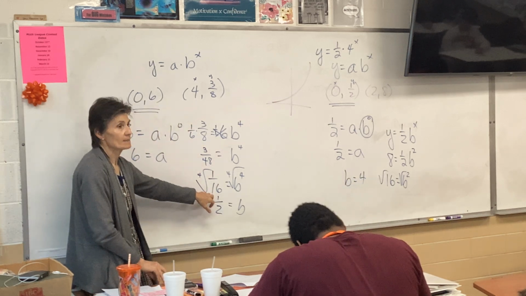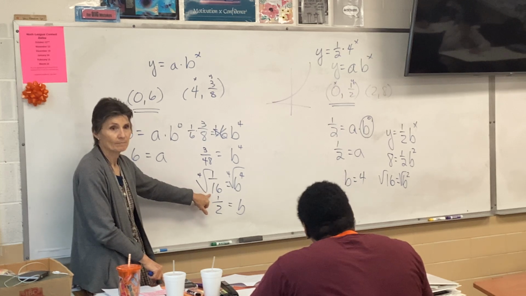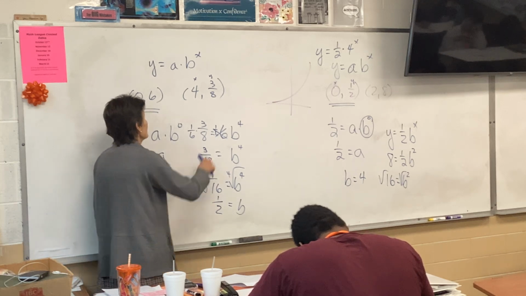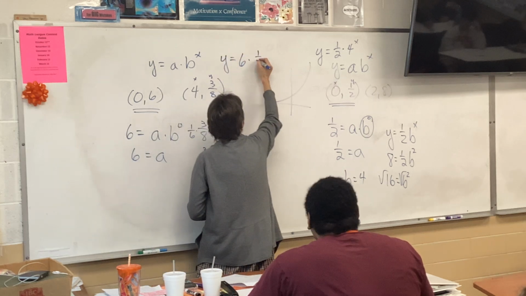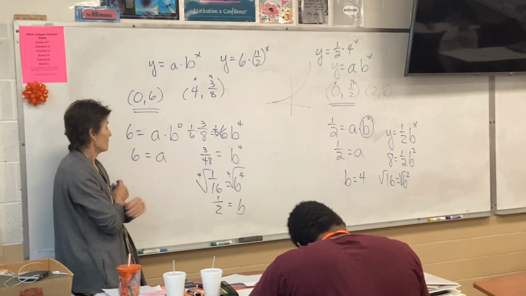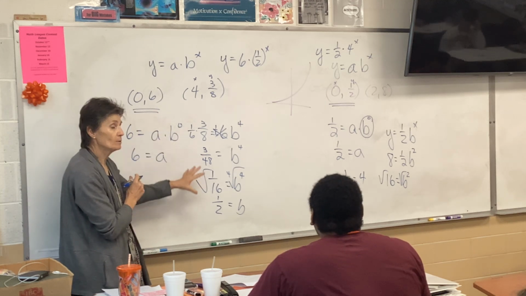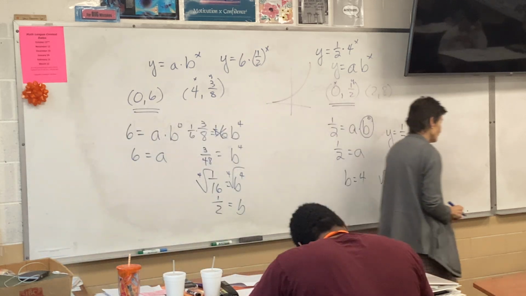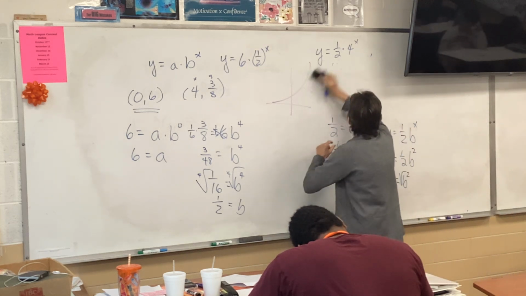What this means is something times itself 4 times is 16. 2, 2, 2, 2 is 16. So your answer, 6 times 1/2 to the x. Because A was 6 and B was 1/2. And I absolutely get that there's some arithmetic involved there. You guys are capable of doing it, just have the patience to do it. You can do it.